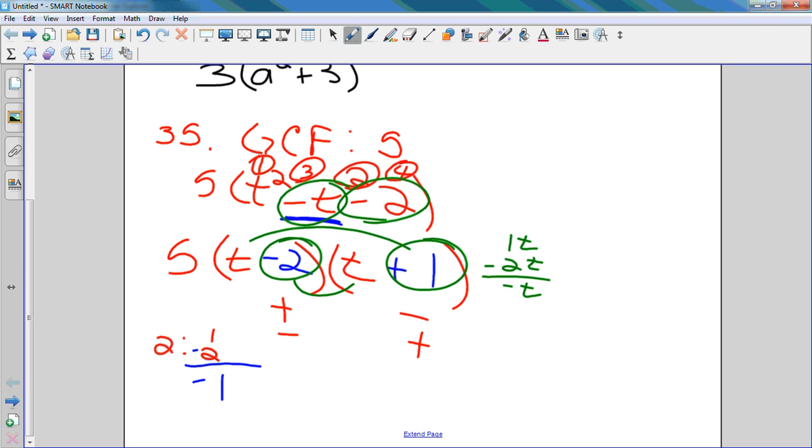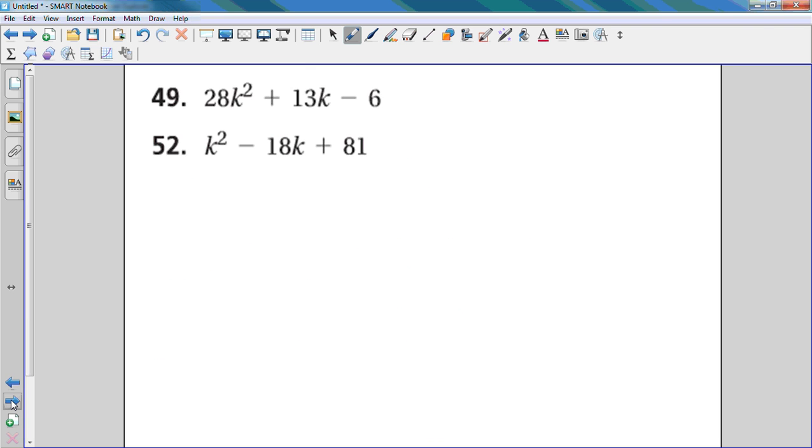Let's do another one. Number 49. Now, do I have a greatest common factor in number 49? No, I do not. So that means I have to factor it as is. Now here's when it gets hard.